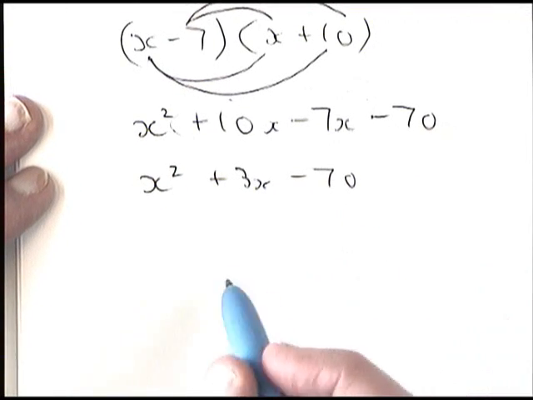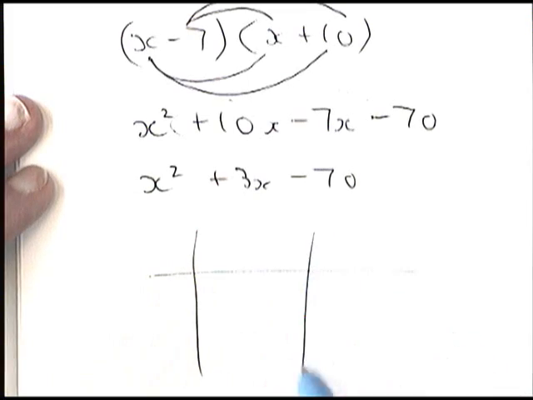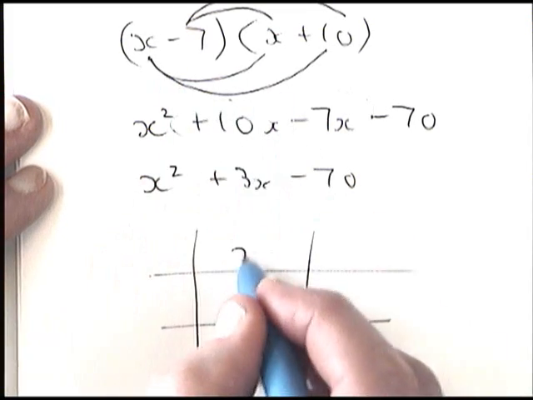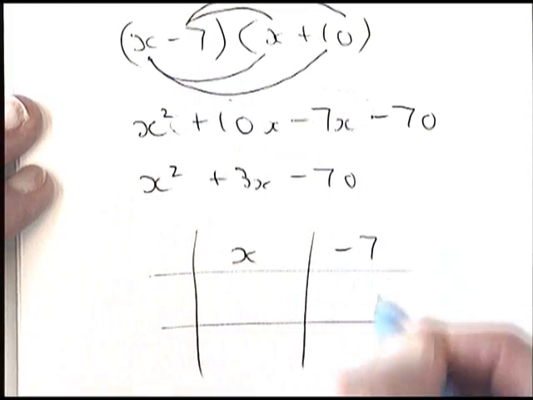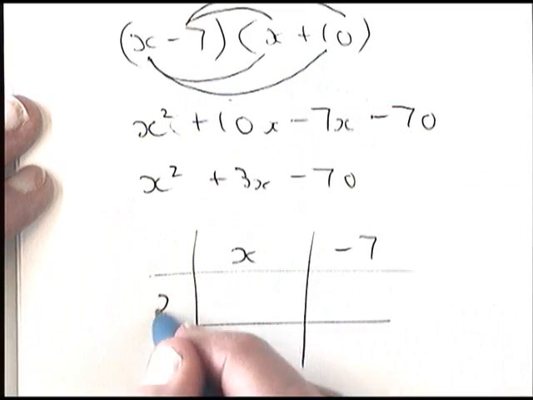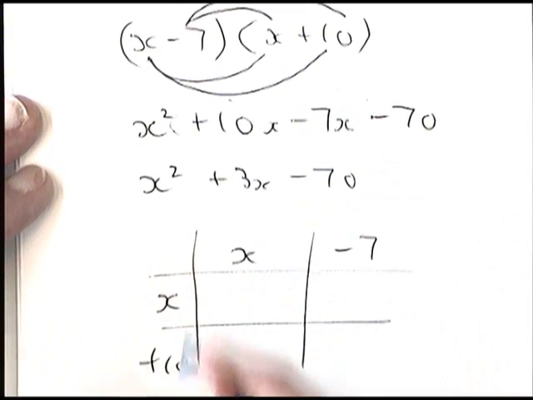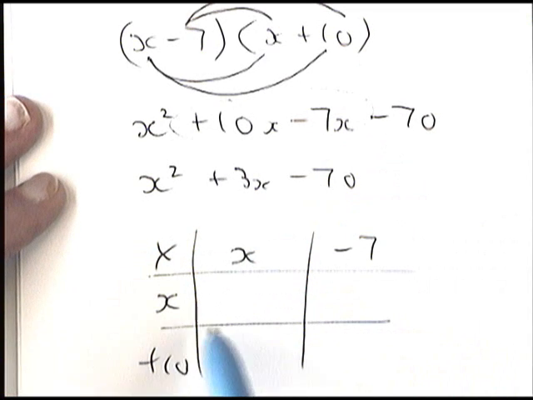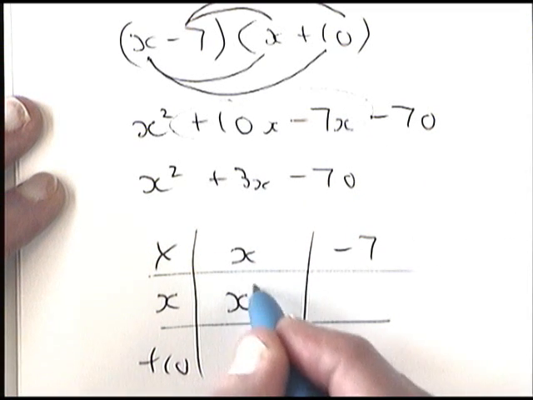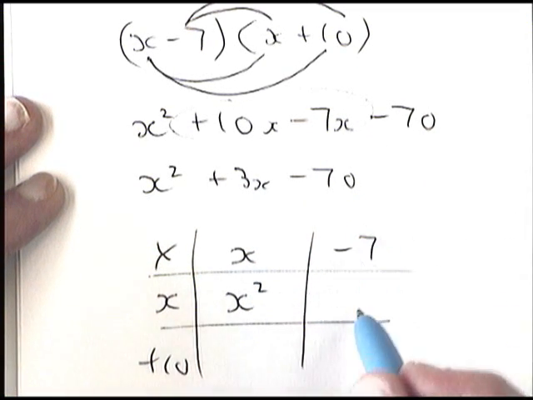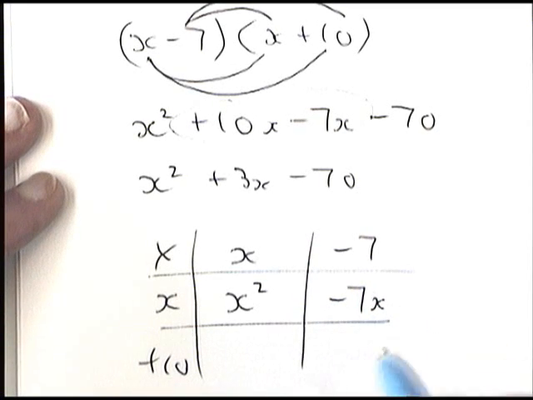If you're doing this question the other way, if you set your table up, the first bracket has an x and a minus 7. The second bracket has an x and a plus 10. And we are timesing together. X times by x is x squared. X times by minus 7 is minus 7x.